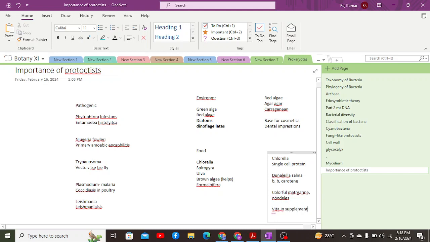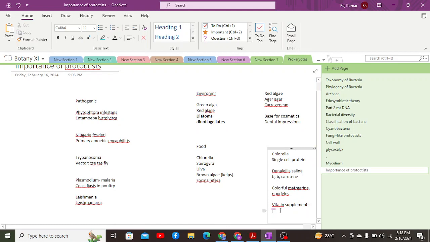Apart from that, several vitamin supplements are also made with the help of this beta carotene, because beta carotene is easily converted into vitamin A within the liver of humans. Beta carotene also has the characteristic of preventing lung cancer. So these are also the characteristics of Dunaliella salina.